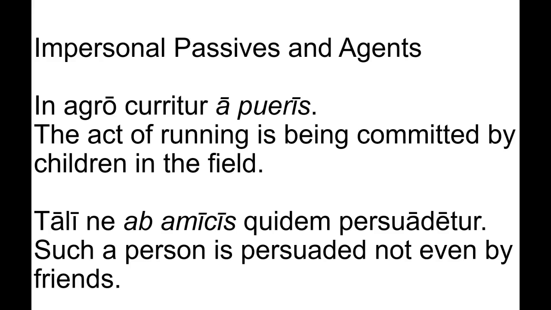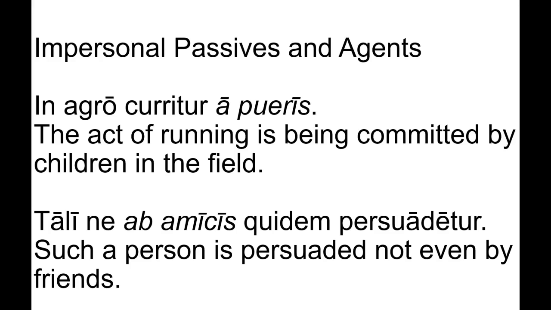Let's talk about agents of impersonal passives. We might think, what's the point of making an impersonal passive with an agent? Why don't we just leave it in the active? It's not always clear. But we do see sentences like the first one, in agro curritur a pueris. You can say by whom the running is being done, is committed. So that sentence means the act of running is being committed by children in the field. So we can express the agent of an impersonal passive.